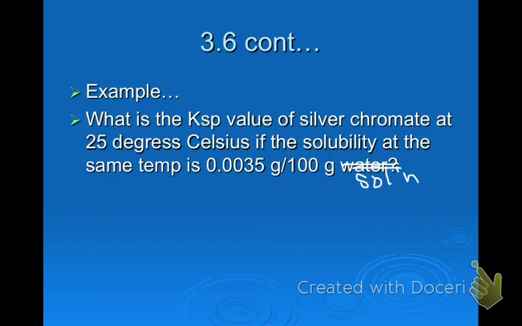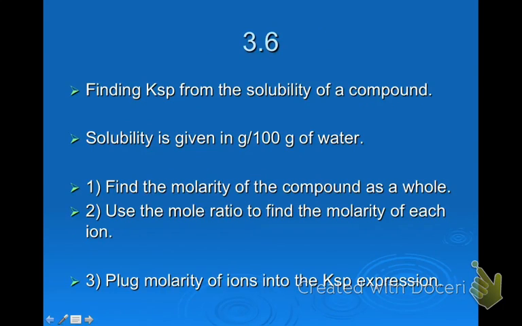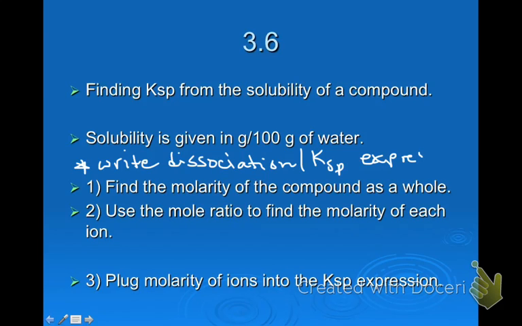I would actually argue that before that, going back to the previous slide, somewhere in here before number 3, and I would just go ahead and do it to start with, maybe right here, you'll want to write your dissociation and your KSP expression. So let's start with that. Write your dissociation and KSP expression before we go on doing other things.